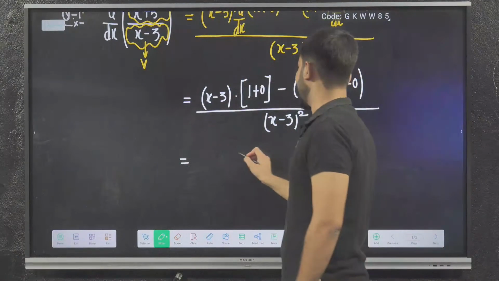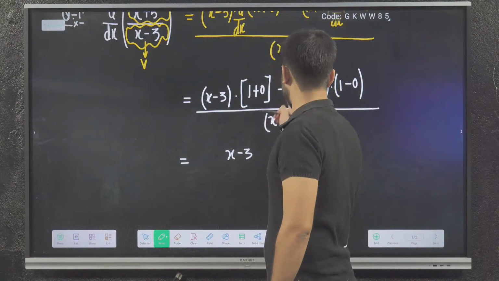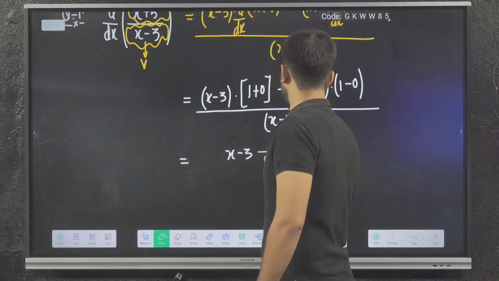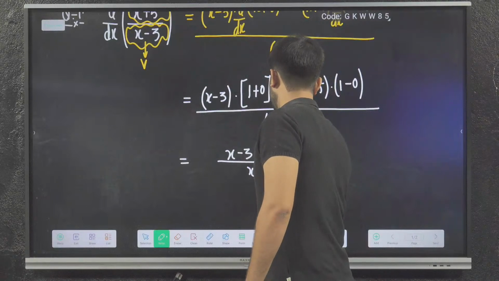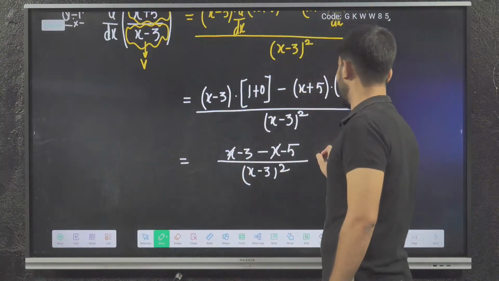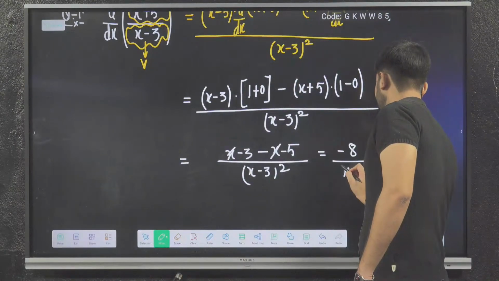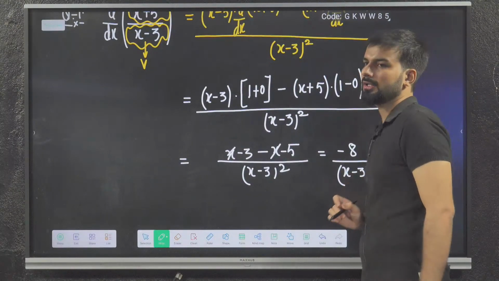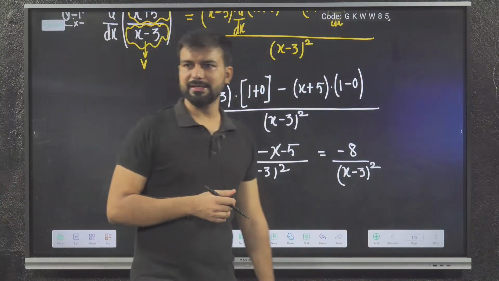So the final answer will get x minus 3, and this will become minus of x minus 5 divided by (x minus 3) whole square. So minus minus cancel. The final answer you are getting is minus 8 divided by (x minus 3) whole square. I hope everyone is getting this answer.